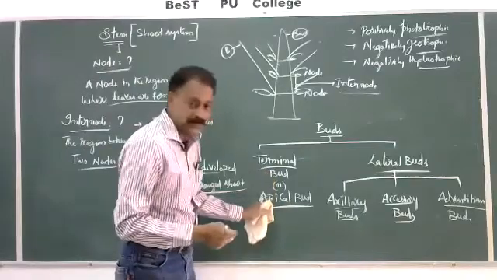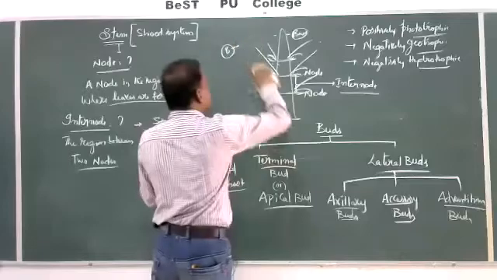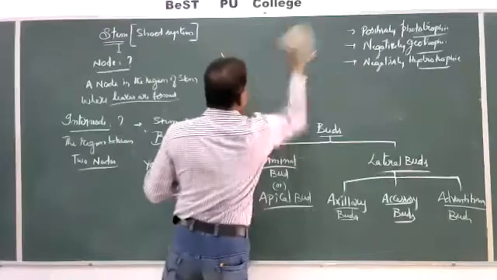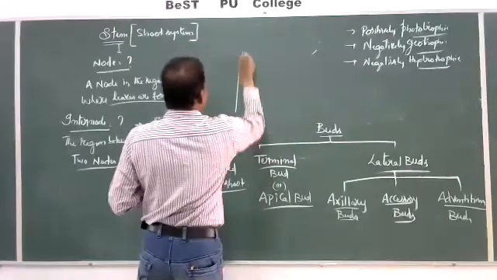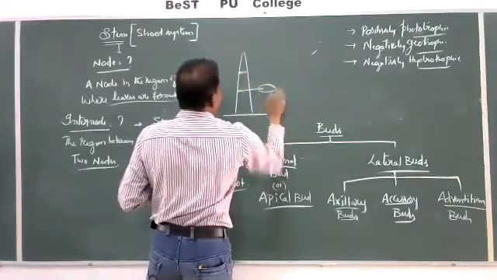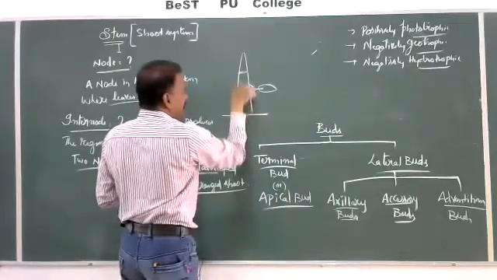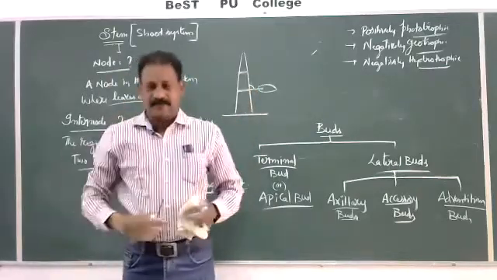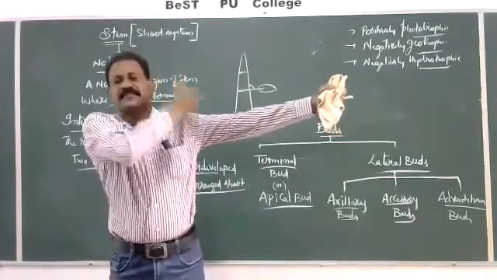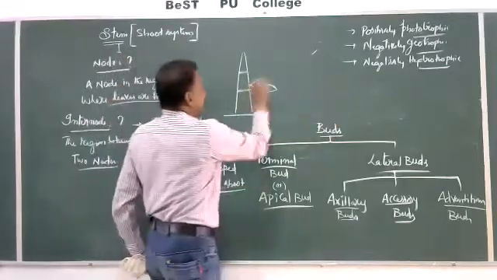Apical bud or terminal bud. Axillary bud means what, sir? This is axillary bud. See here. This is called leaf. I wish to show. This is the stem. This is node. Here it is leaf. The upper angle between the stem and leaf, this point is called axil.